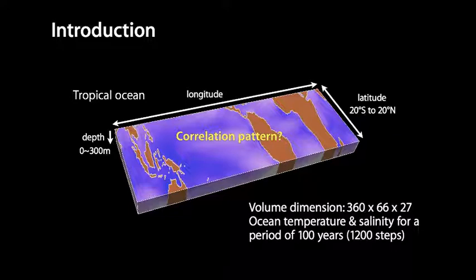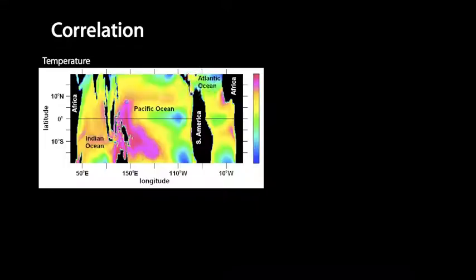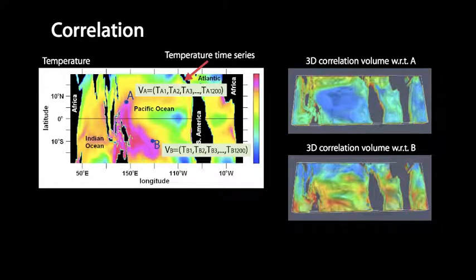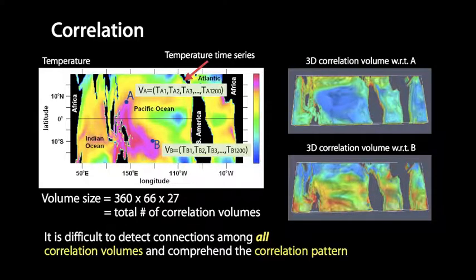I'll first talk about how we compute the correlation. Given a specified reference location, the temperature time series at this location can be correlated with the temperature time series at all other locations. Each reference location has a corresponding 3D spatial correlation volume. A correlation volume has the same size as the original volume. When the reference location moves, the correlation volume changes as well.